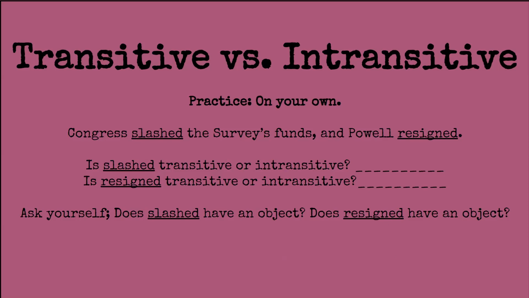So ask yourself, does slashed have an object? Does resigned have an object? Try to identify what the subject is before each verb. And then ask yourself, does that subject and verb have an object? Let us take a look.